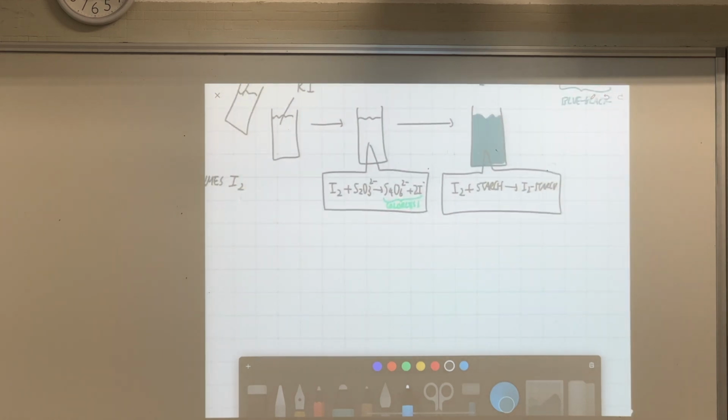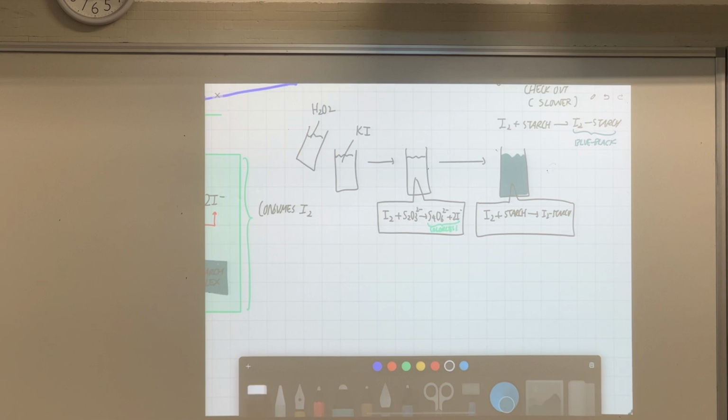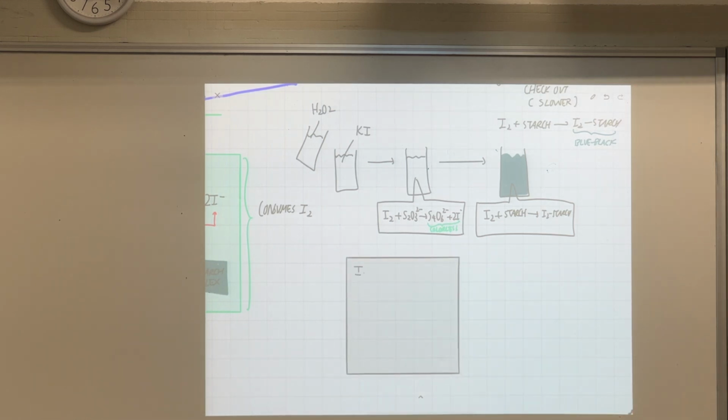And below is what is really happening in here. So at first, in this reaction mixture, you can draw a lot of iodine first. So you have thiosulfate, and then you have starch.